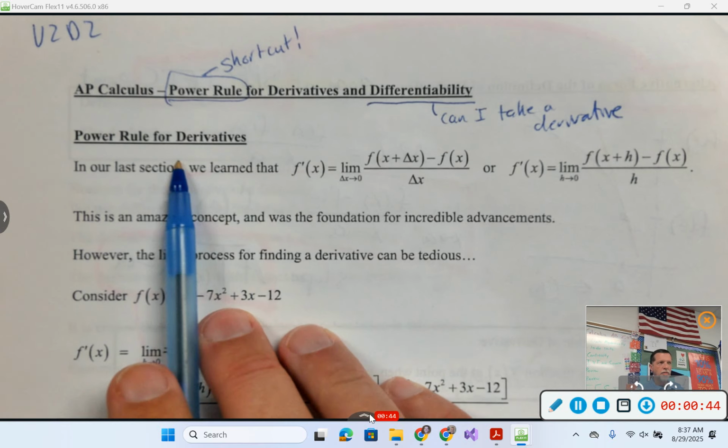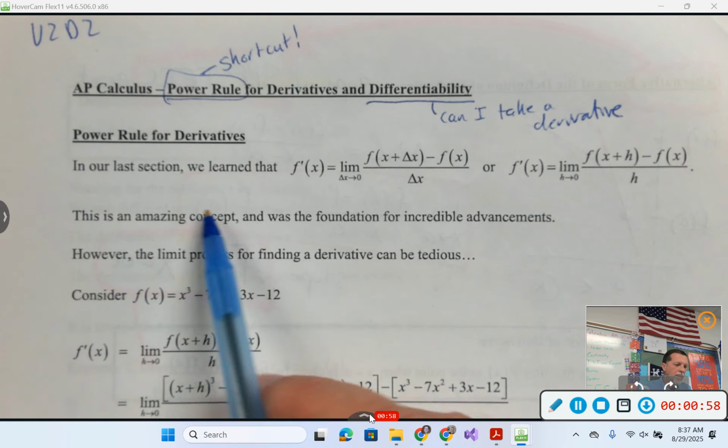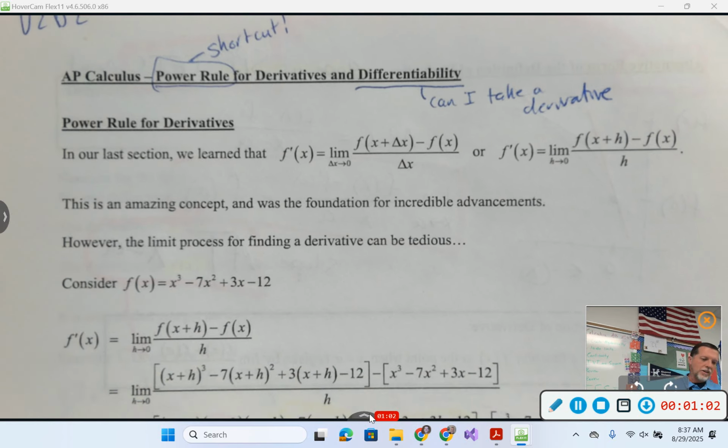Power rule for derivatives. You know this already? Yes, from pre-cal? Yes or no? Anybody not remember it? We're still going to teach it. I just need to know how detailed we need to go here. Okay, so we'll try to cruise through it, but stop me if we need to slow down a little bit.